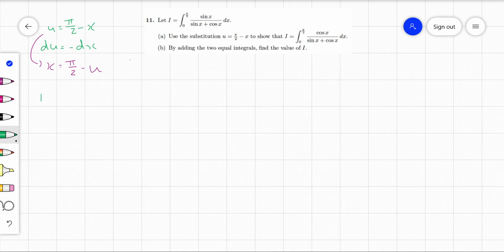So if I look at the integral now, if I want it in terms of du, I've got the x limits at the moment, so we make them u limits. So sub in 0 for x, we get pi on 2 minus 0, which is pi on 2, and pi on 2 minus pi on 2 is 0. Then we've got du equals negative dx. So if I have a negative in front, I can now put a du there, no problem.